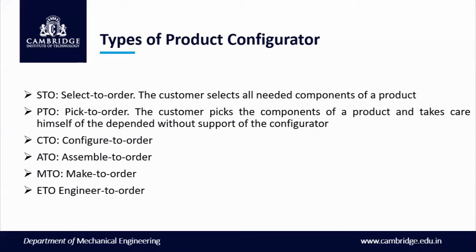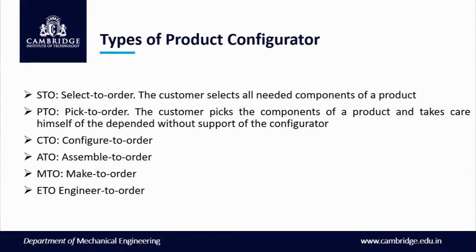Types of configurator. The configurator always looks very similar, because whenever you have to look at a different set of configurations, you have to look into the different set of product configurators. Here there is a different set of product configurators in a smaller version: STO, PTO, CTO, ATO, MTO, and ETO. This is a very important part of product configurators. STO is select to order, PTO is pick to order, CTO is configure to order, ATO is assemble to order, MTO is make to order, and ETO is engineer to order.